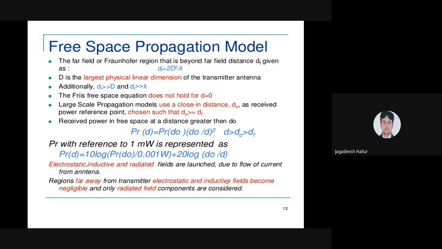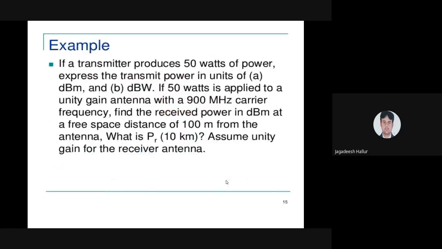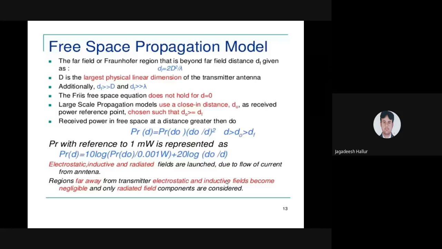That is, PR of d is equal to 10 log of PR of d naught divided by 0.001 watt plus 20 log of d naught divided by d. Write down this equation. This is also very, very important. PR of d is equal to 10 log of PR of d naught divided by 0.001 watt plus 20 log of d naught divided by d.